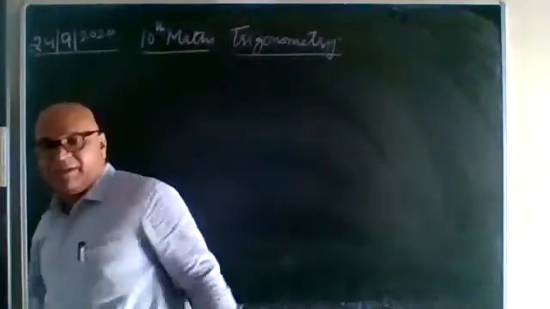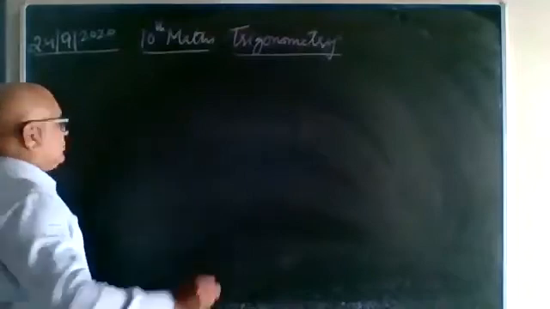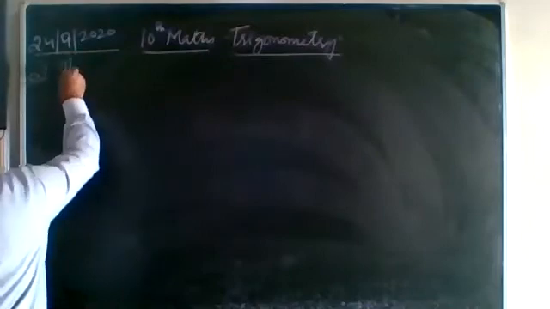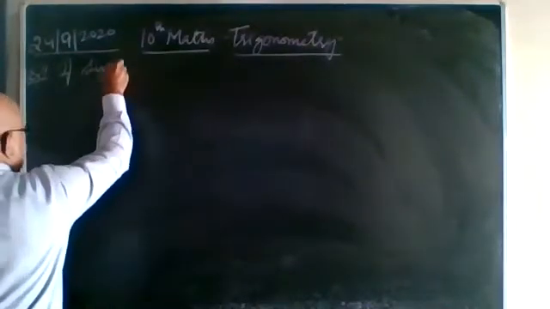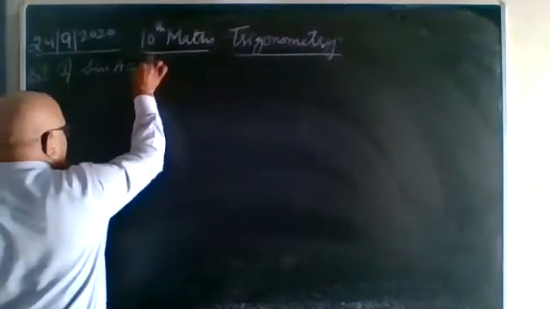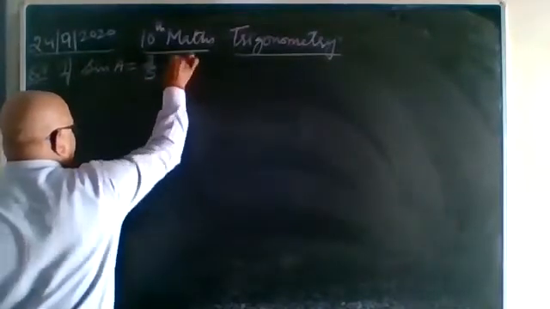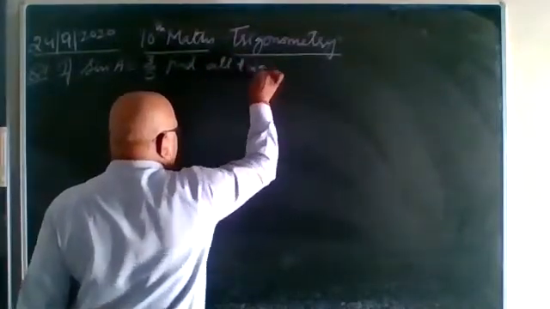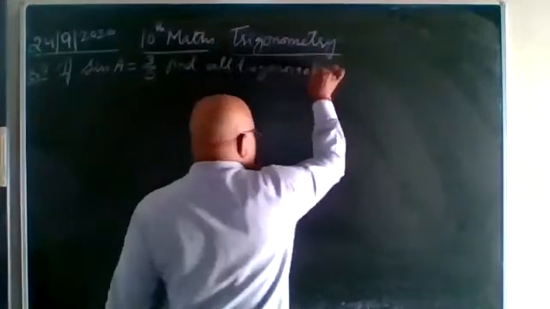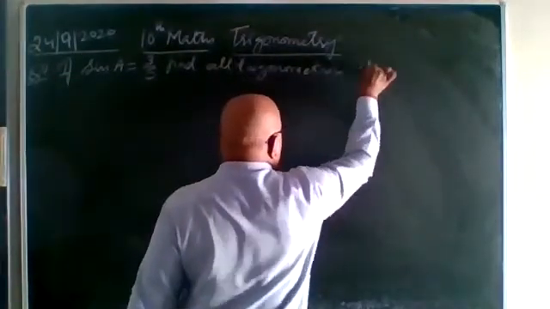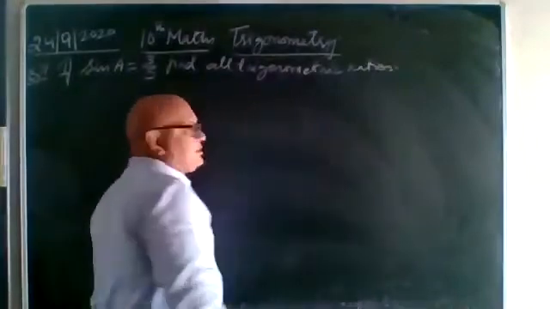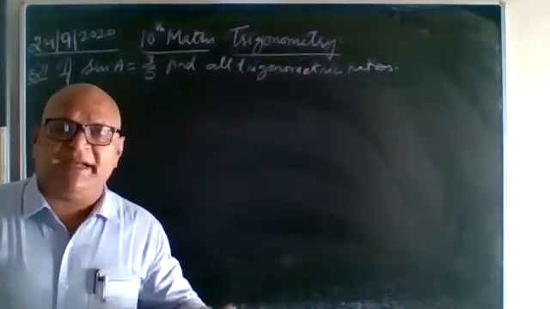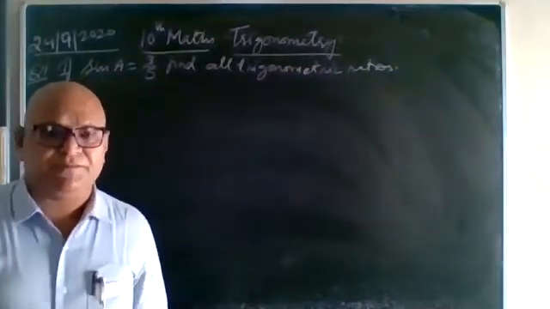Now, in this trigonometry question: if sine A equal to 3 upon 5, find all trigonometric ratios. This is the question. If sine A equal to 3 by 5, find all trigonometric ratios.